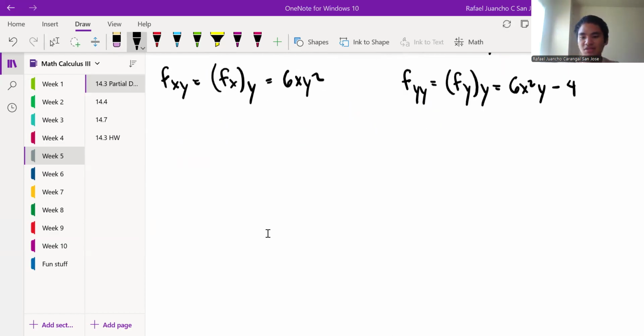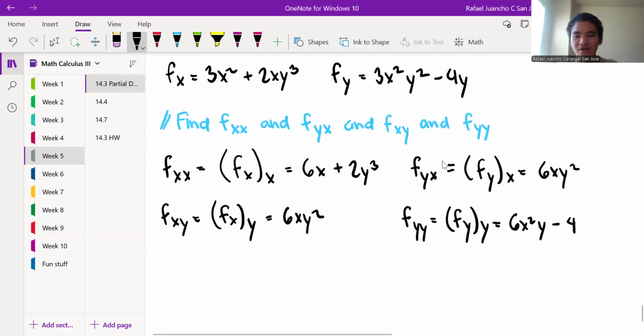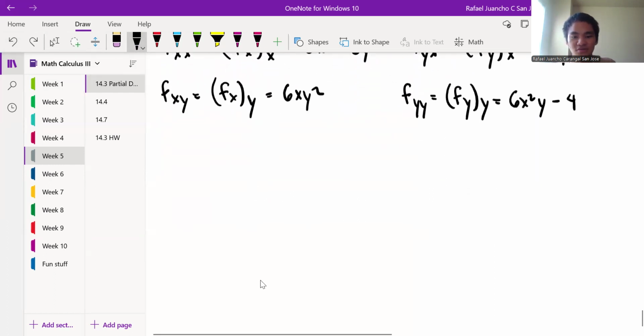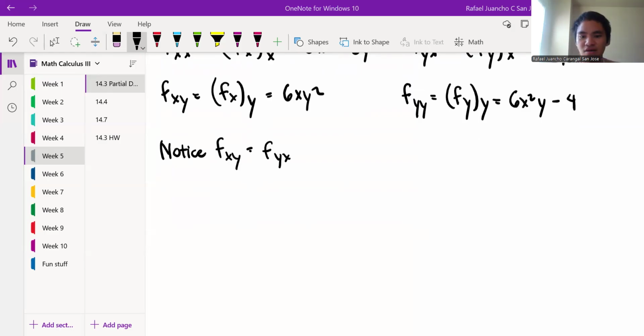And so it turns out this is not a coincidence. What did we see? f sub xy and f sub yx are the same. Look at that. What does that mean? Here we notice that f sub xy is actually equal to f sub yx. And it turns out that the mixed partial derivatives are equal for most functions that one meets in practice. So that's the theorem.